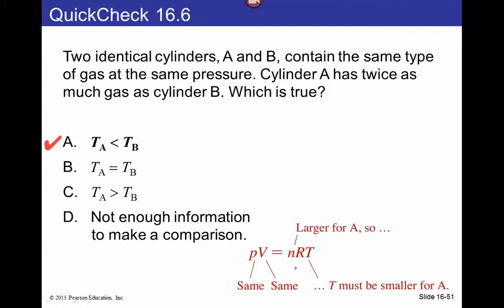Okay, let's see. Well, we have PV is equal to nRT. So nR times T, this is twice as much for A than it is for B. So this is two times. So this is the same, but this is larger. So therefore T must be smaller. So the right answer is TB is equal to TA.